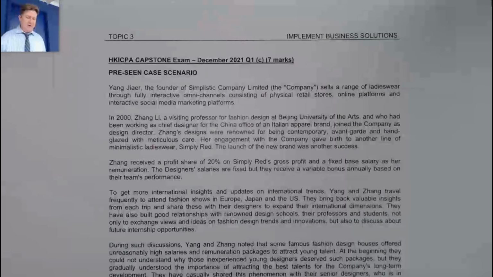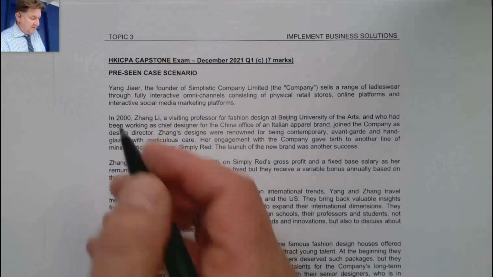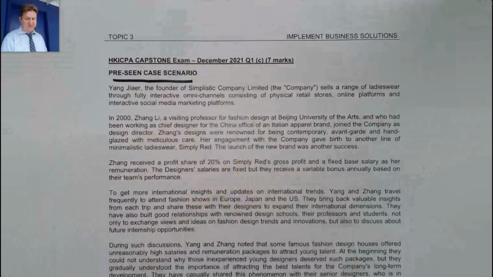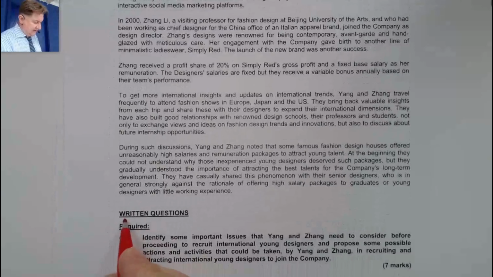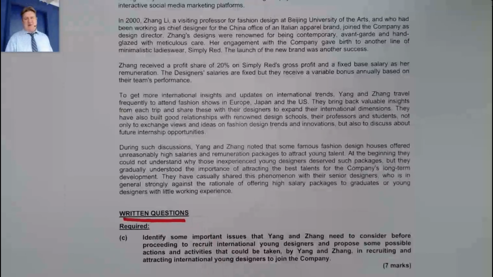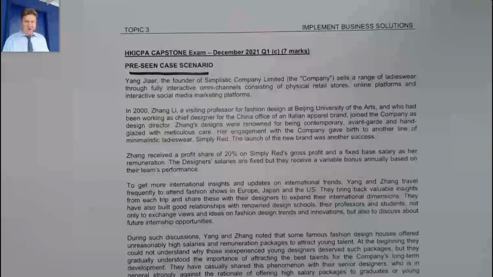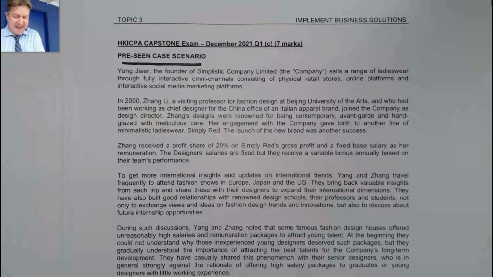And in this smaller question, this is back in December 2021, there was a lot of important information in the pre-seen, but very, very little in the written questions. So let's go back first of all to what students would have known before the actual exam.